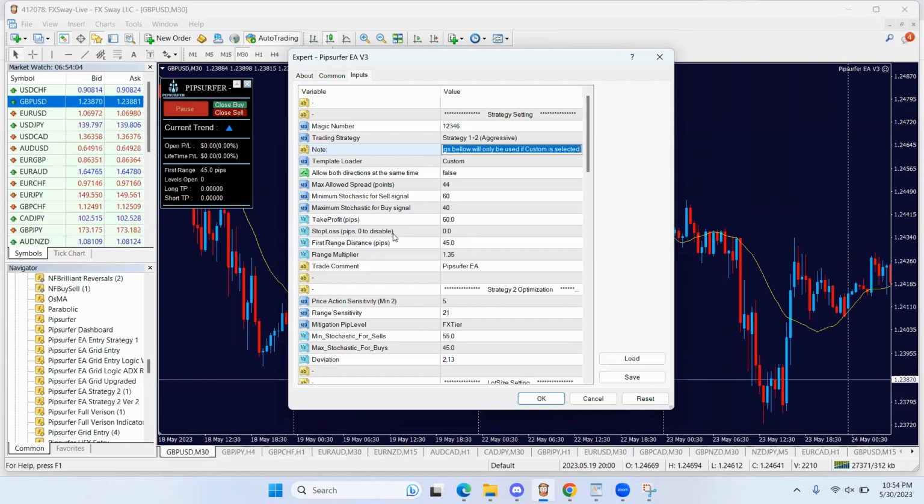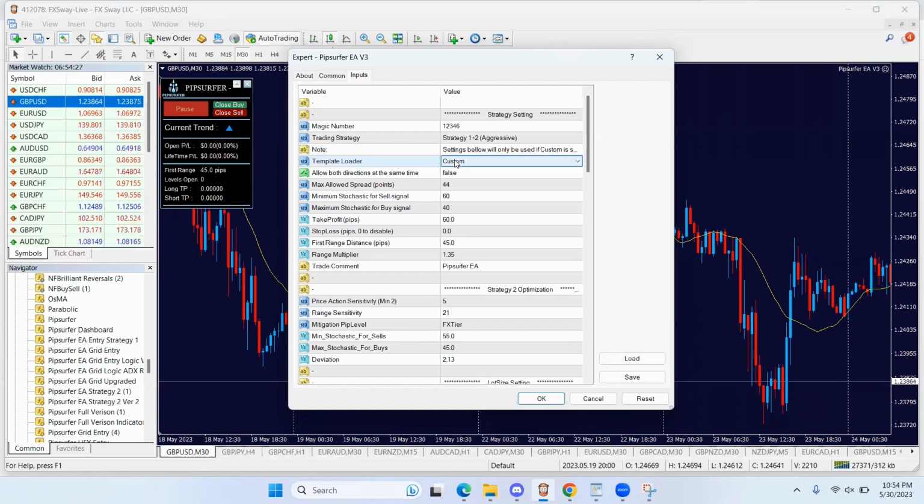0 just means it's not going to use a stop loss. It's just going to use its mitigation risk management. But if you do a stop loss, like say 100 pips, that will go from the first trade that was open. So level 0, 100 pips back in drawdown, and you will have your stop loss hit.